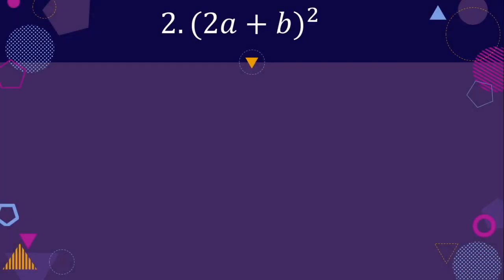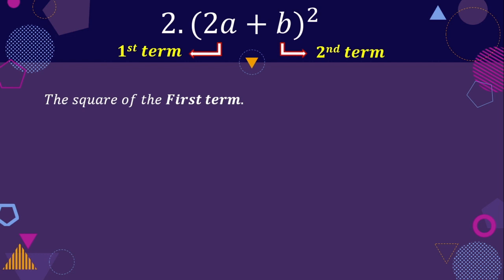Now, let us solve this equation using our second solution earlier. We have the quantity 2a plus b squared. And the first thing we need to do is to identify the terms. 2a is our first term and b is our second term. Now, we can proceed to the first step, the square of the first term. And we will have the quantity 2a squared, and it is equal to 4a squared.